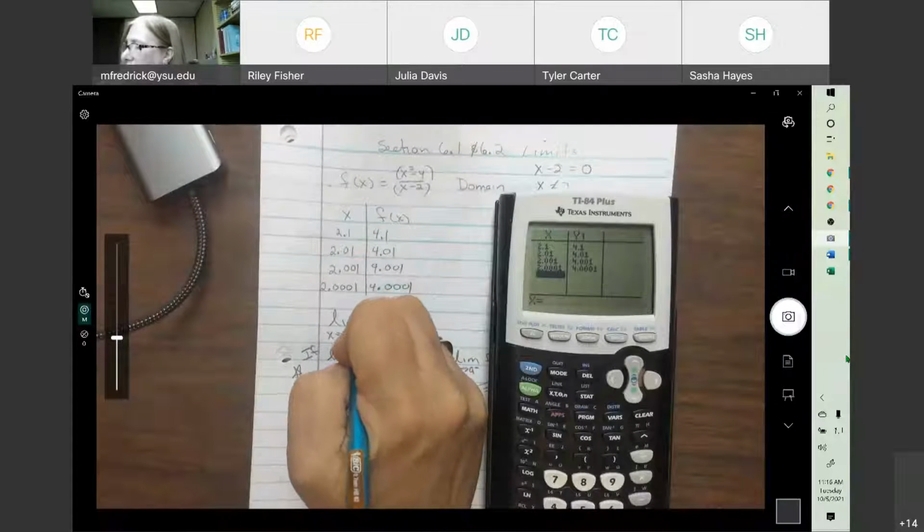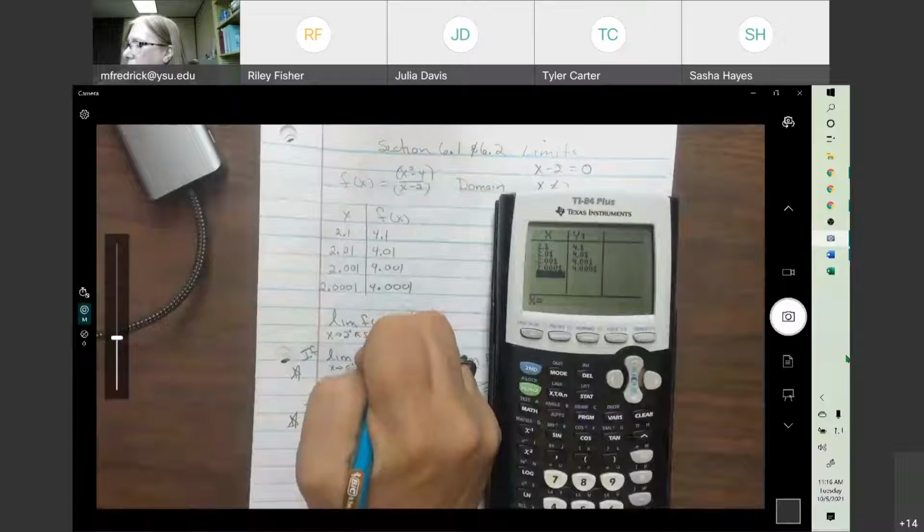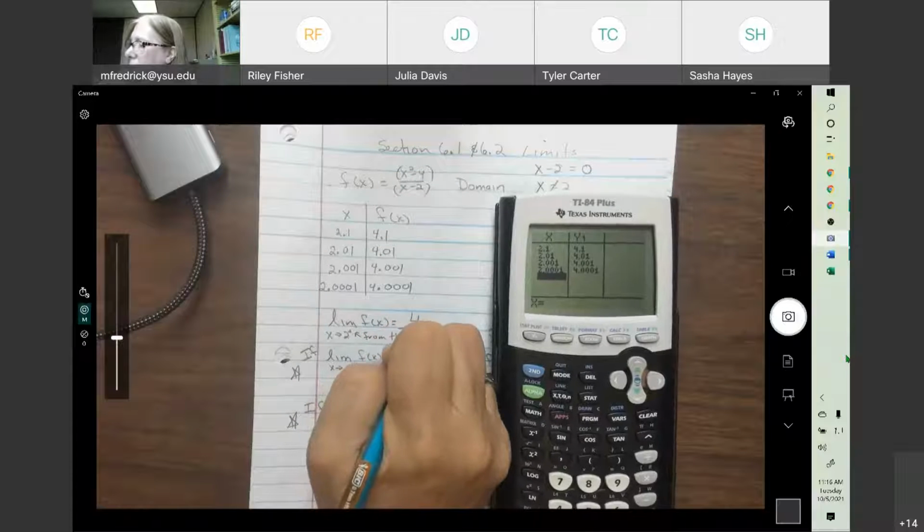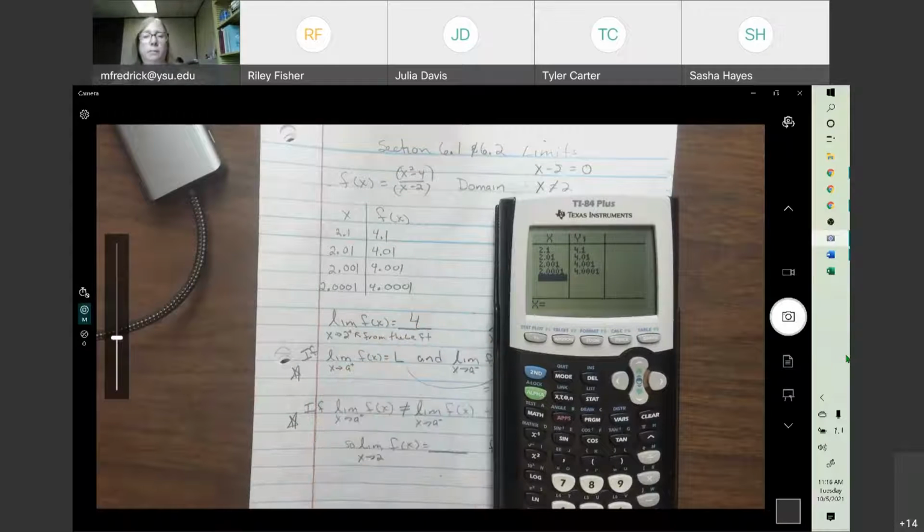And this is from the left. So that little minus sign above the 2 means from the left. Any questions on that part? So we know from the left it's getting close to 4. What's happening from the right?